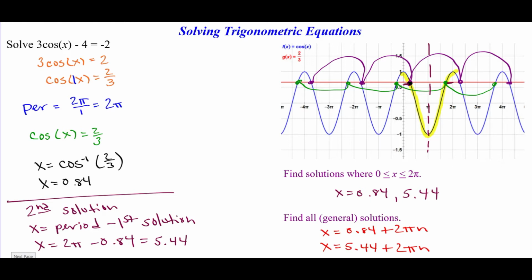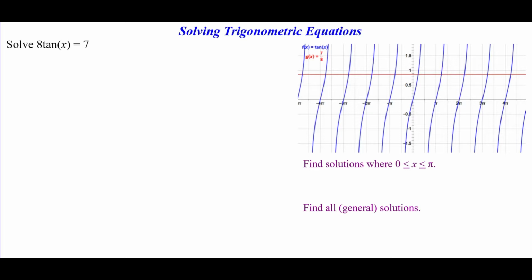All right, so we did a sine example, we did a cosine example, so now we're going to look at a tangent example. So again, with this equation, the first thing I'm going to do is get the tangent by itself. So I'm going to go tangent of x equals 7/8.